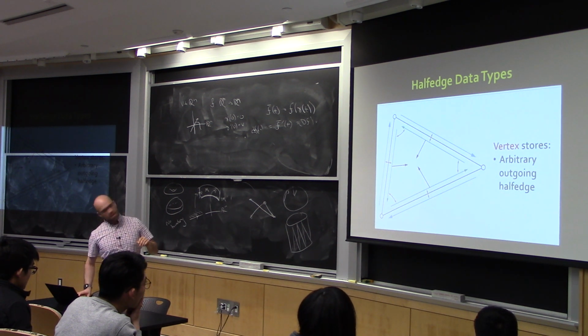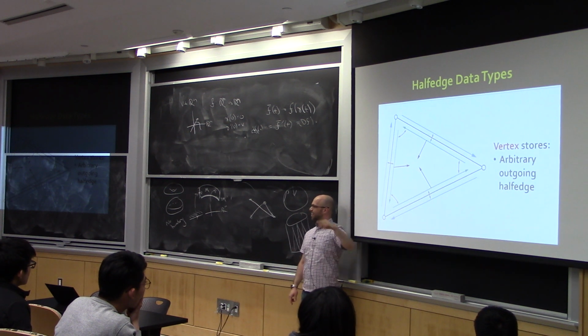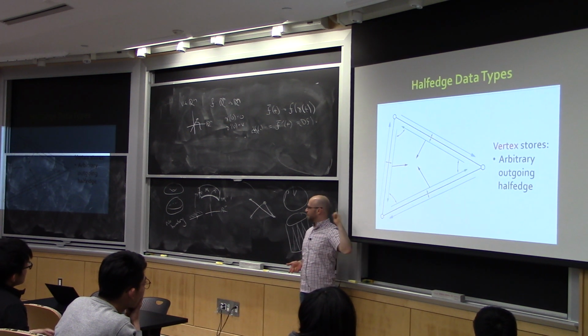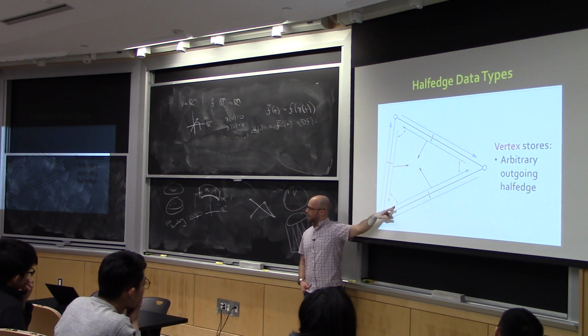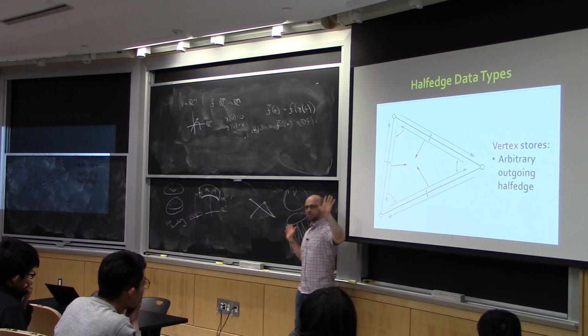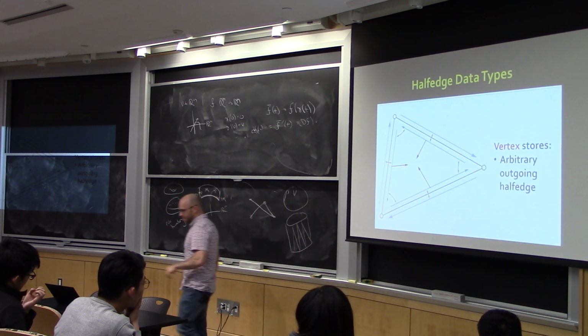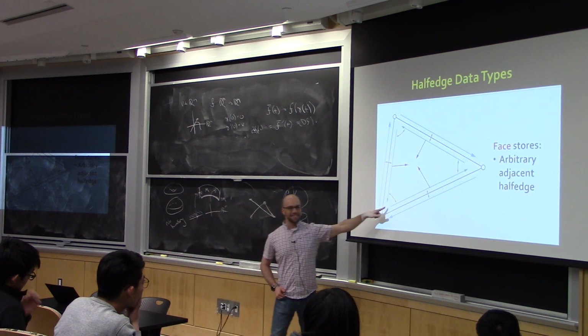Okay. Every vertex is going to store a few things. One thing is its position. I guess I didn't say that on the slide, but that's kind of a given. And in addition, it's going to store a pointer to a half edge pointing out of it. We can't say which one, just a half edge pointing out of it. Every face, or every triangle, stores one half edge that sits next to it.